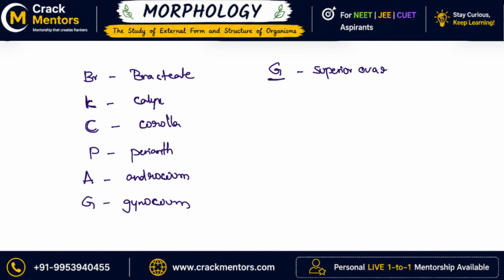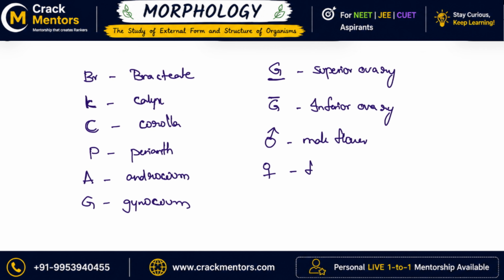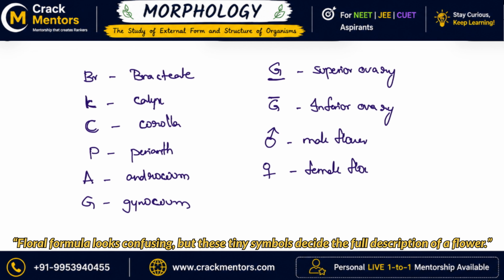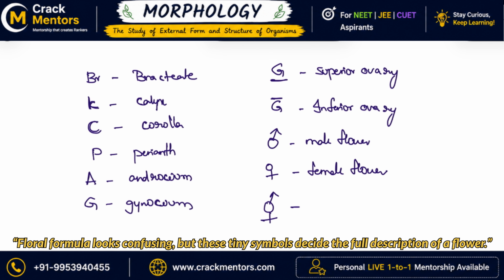Superior ovary, and when you draw a line above the G, this represents the inferior ovary. Next, this symbol represents the male flower. As you know, this represents the female flower. Next, we have a bisexual flower.